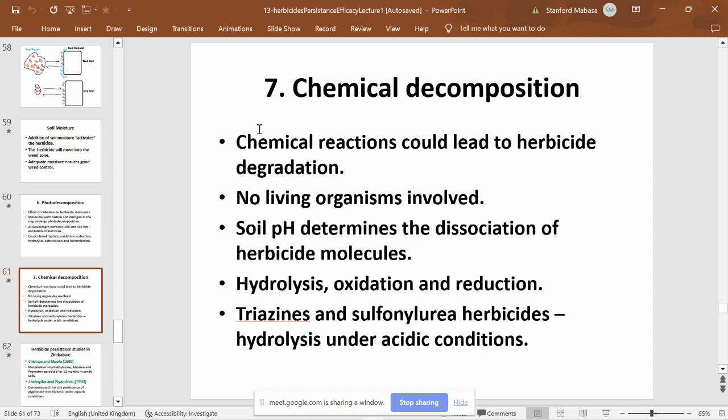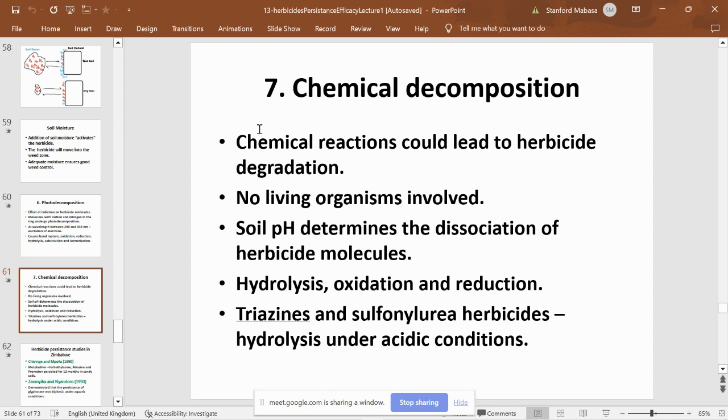Number 7, the last process, chemical decomposition. This is a straightforward chemical reaction. It's like a test tube reaction. No living organisms are involved. But soil pH can play a role in determining the dissociation of the herbicide molecules.